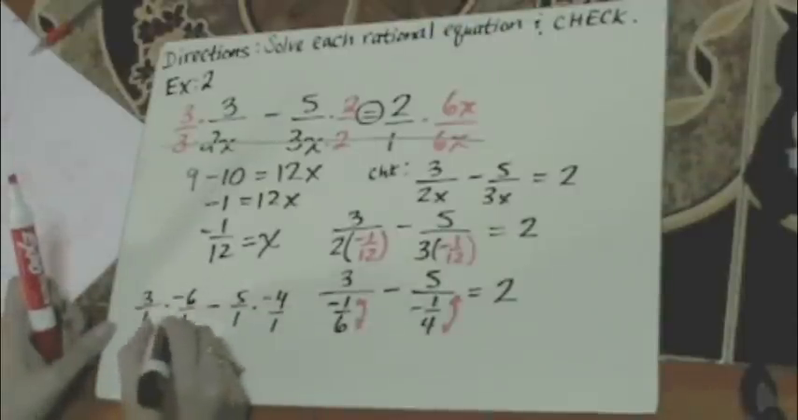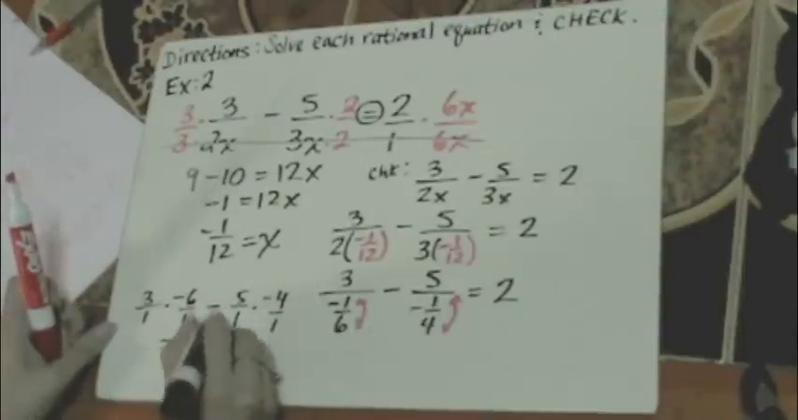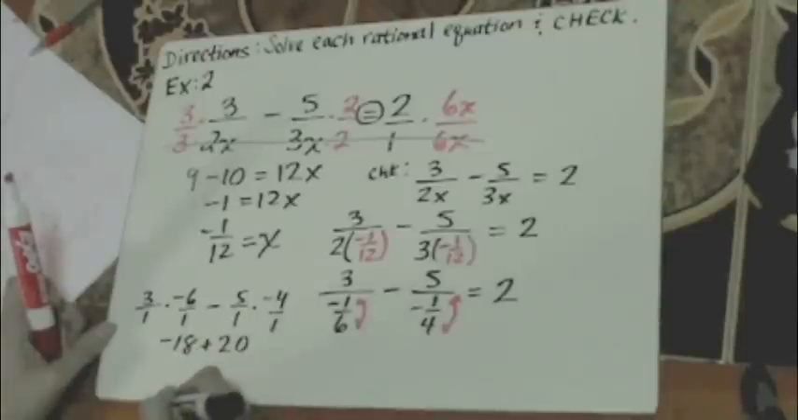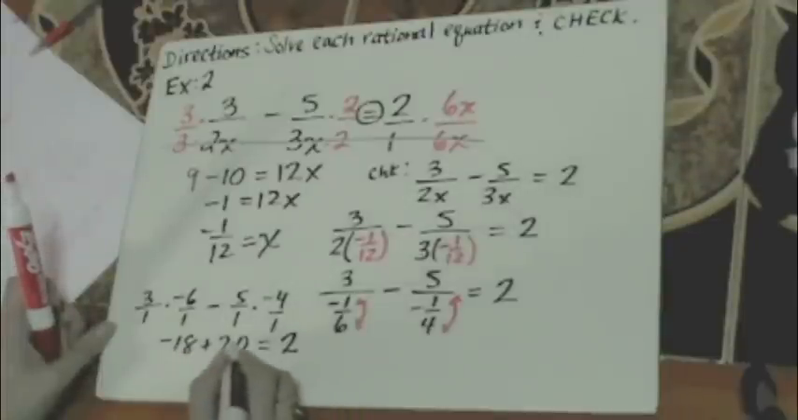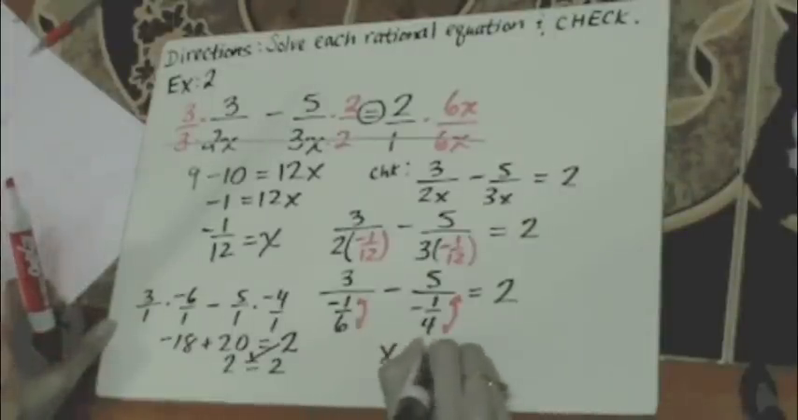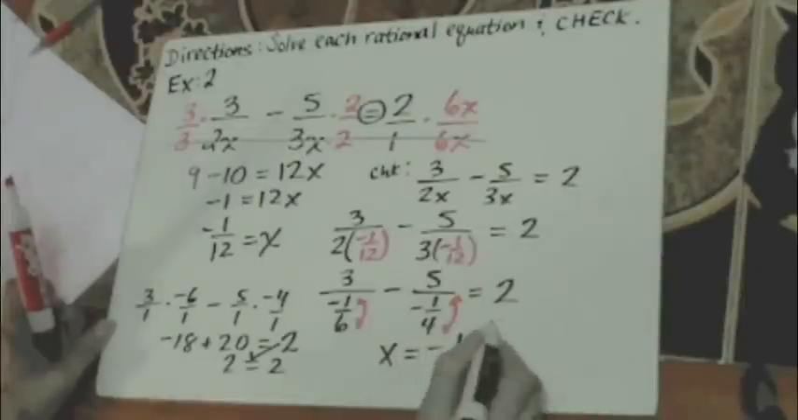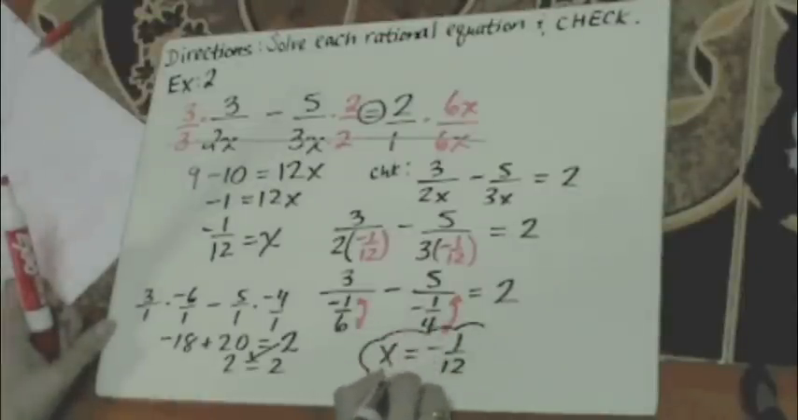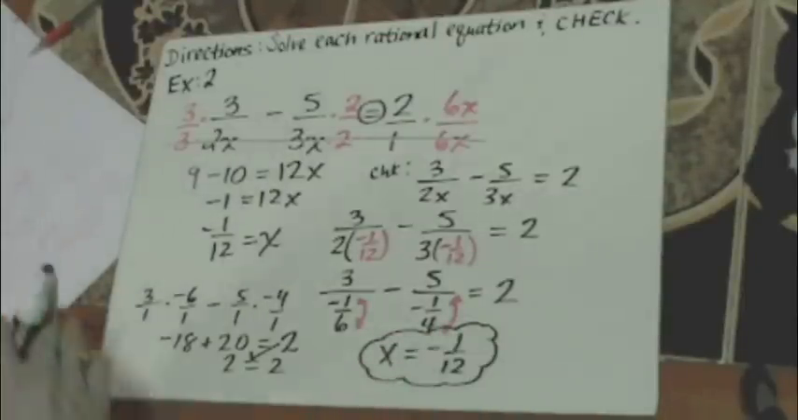So I've got negative 18. A negative times a negative is positive. So negative 18 plus 20. And again, is this going to be equal to 2? So negative 18 plus 20 is 2. So 2 is equal to 2, so it checks. So my final answer is x is equal to negative 1/12. It does check, so that ends up being my answer.